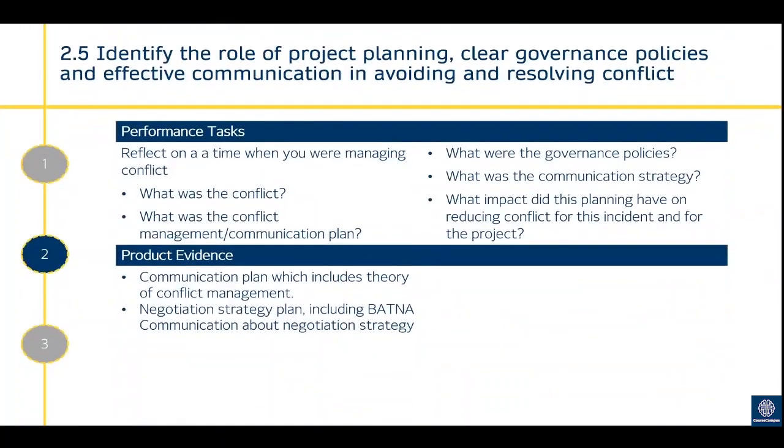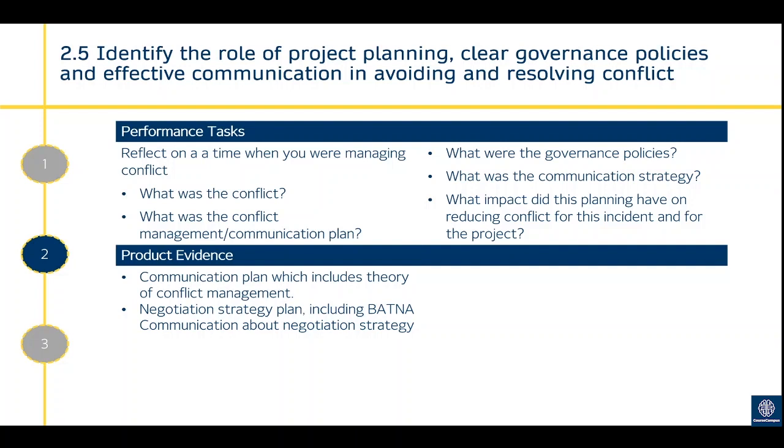2.5. Identify the role of project planning, clear governance policies and effective communication in avoiding and resolving conflict. Each of these three things has a clear role to play in reducing conflict. Having an effective project plan means everyone knows what's expected of them, when tasks are going to happen, what standard they've got to be completed to, so people know what it is that they have to do and the expectations are clear. Clear governance policies is all about information management and change control, amongst other things, and having those key policies in place means that when there are changes, everybody knows that the change has been made, it's been approved by the correct person, so that not anyone can just decide themselves to make a change and not tell anyone else about it.